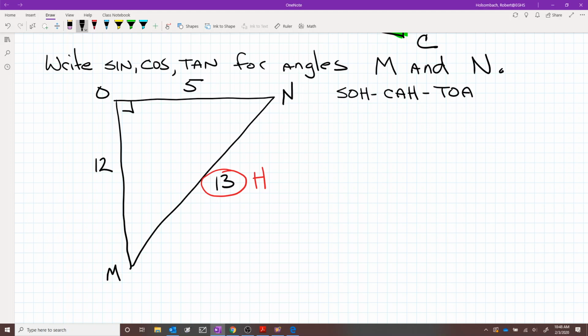So now we're going to write sine of M is equal to, sine equals opposite over hypotenuse. What is the side that is opposite angle M? The 5. And what's the hypotenuse equal to? 13. So the sine of angle M equals 5 over 13. And then you take it in your calculator.